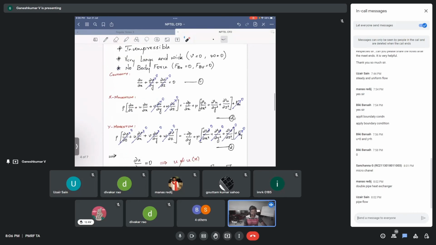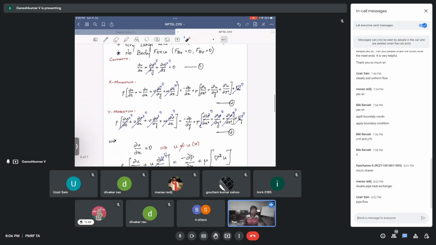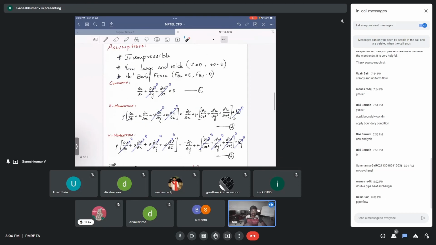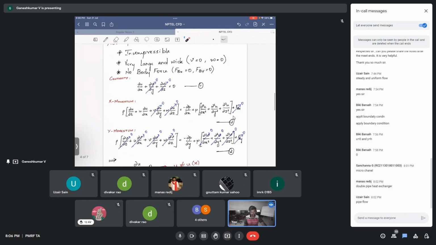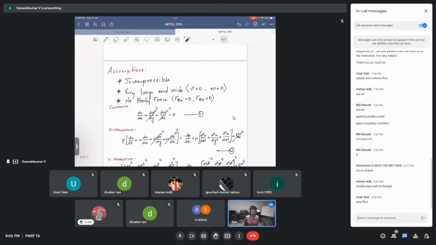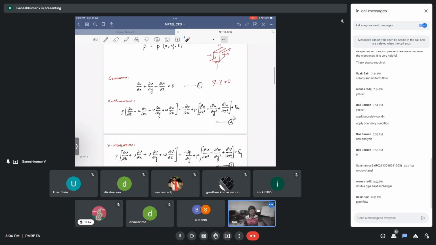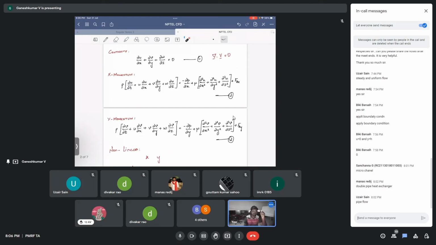If you add a body force, again the complexity increases. Try adding a body force, say a constant body force, and try solving it again. You might end up getting a solution. You can try it. So that's the motivation for doing CFD: it's really about exactly capturing fluid flow problems.